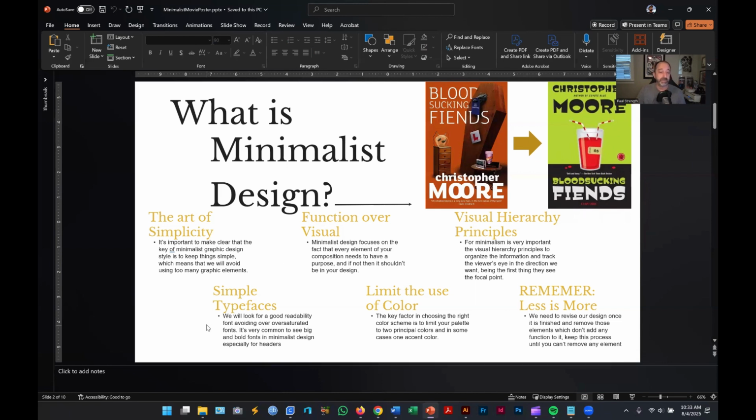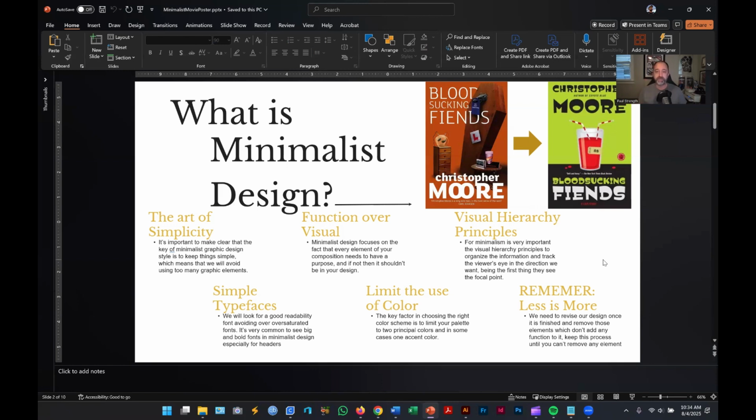All right, simple typeface. We will look for a good readability font, avoiding oversaturated fonts. So we want to use fonts that are very clean, very straightforward, very simple, very easy to read. We do not want whimsical scripts, fancy looking fonts, anything like that. We're going to keep it very straightforward, okay? It's okay if they have their own kind of personalities, like the book on the right. The book on the left, these are just fine as well, okay? It's very common to see big and bold fonts in minimalist designs, especially for the headers. So that's kind of like what we talked about here. You're going to see it in some of the examples as we go forward.